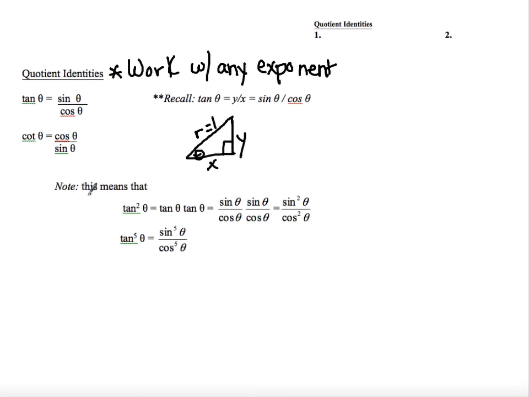And again, it works with any exponent, and because it works with any exponent, tangent squared, tangent times tangent, writing those as sine over cosine, and then you get the sine squared over cosine squared. So true no matter what exponent that we decide to use.